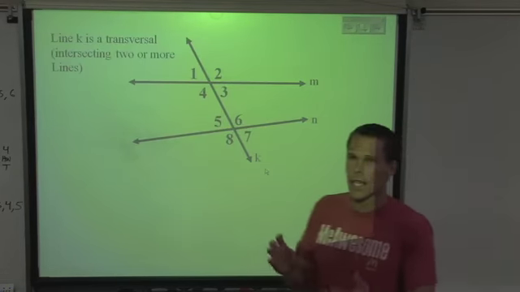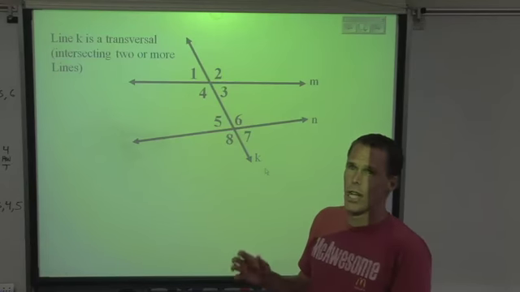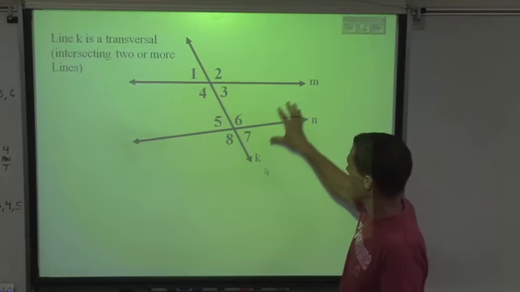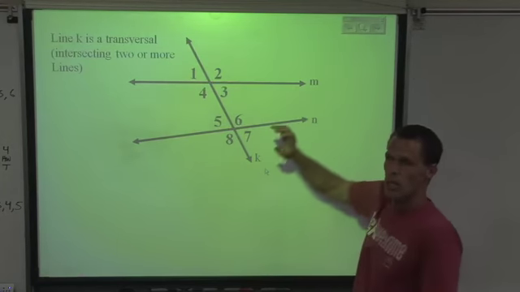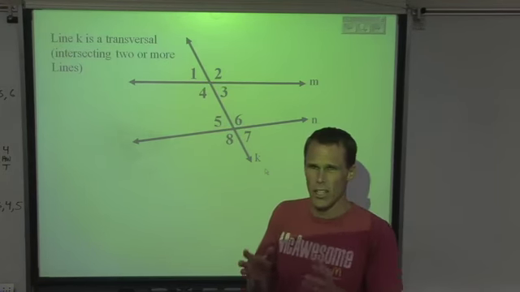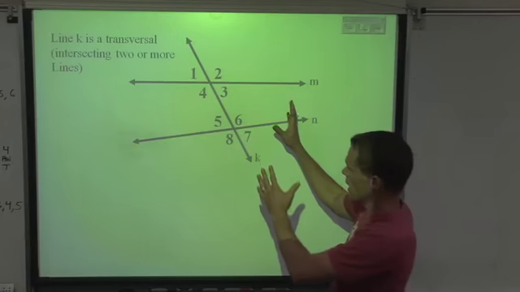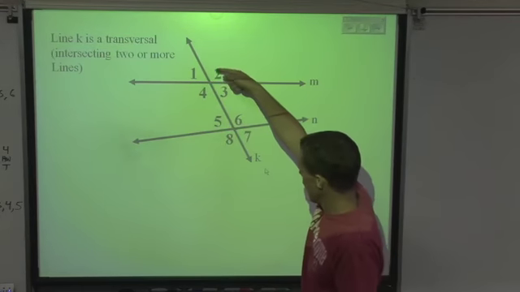First thing we're going to take a look at is this picture here, in which there are two lines, line M and N, which are not parallel. Eventually these lines will intersect, but currently in the picture we're looking at, they are not intersecting in this section. And we have line K.